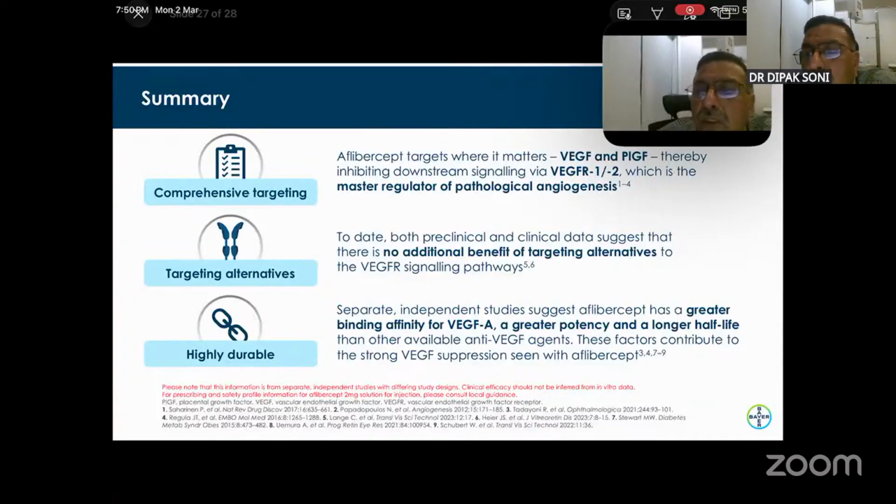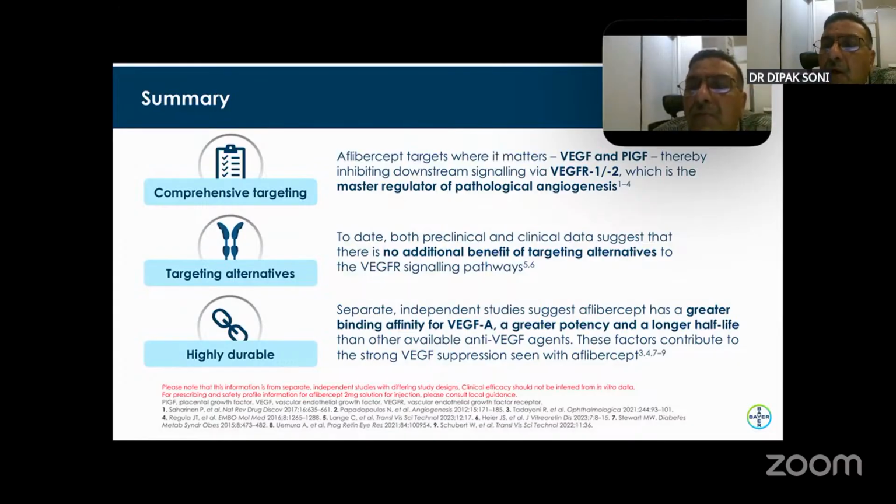So, in conclusion, there is a greater binding affinity to VEGF-A, a longer half-life and a greater potency of aflibercept. So now with aflibercept 2 mg already targeting key ligands of the master regulator VEGF pathway, there may be a limited potential for improvement in the functional outcome of patients. Thank you.